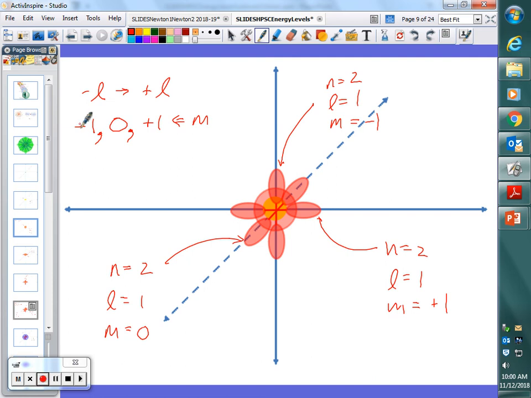So here, when L is 1, that means we could have a -1 value. You could have a +1 value, but to go from -1 to +1, like on a number line, you have to pass through 0. Does that make sense? Are you okay with that for starters? Okay.